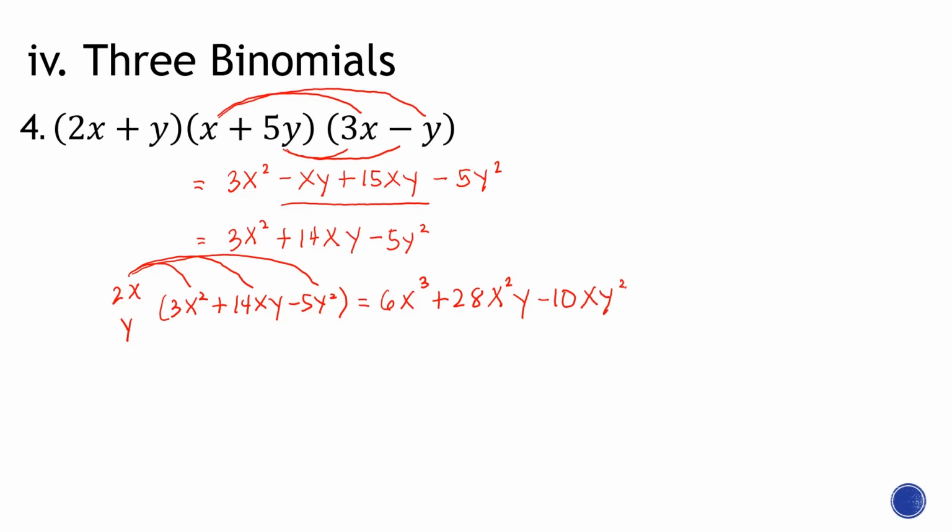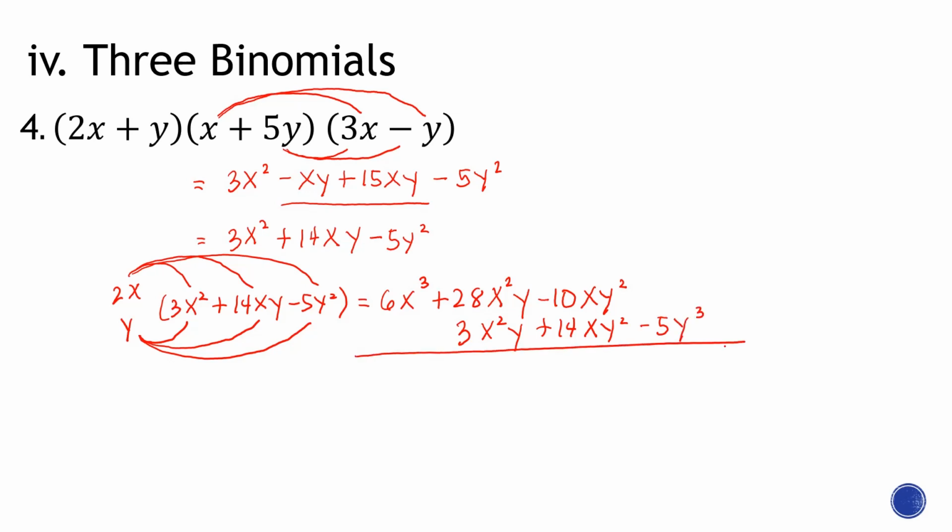squared. Next, y and 3x squared, so that's 3x squared y. Y and 14xy. So multiply those two. That will be 14xy squared. And then the last terms, negative 5y squared times y is equal to negative 5y raised to 3. And then let's finalize or simplify.